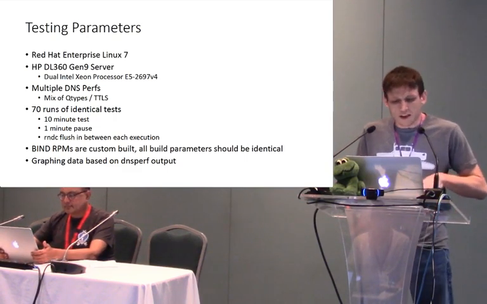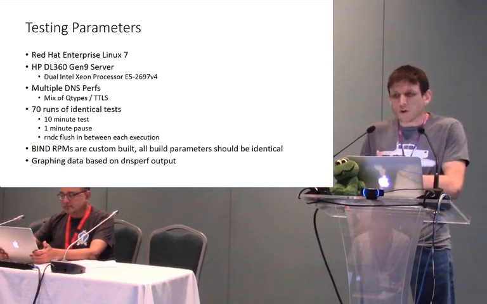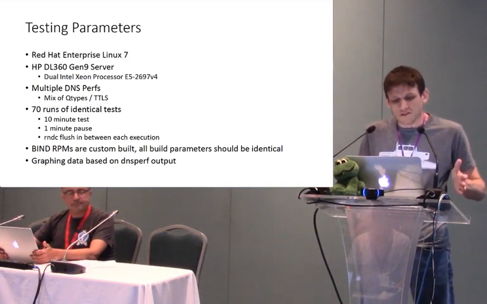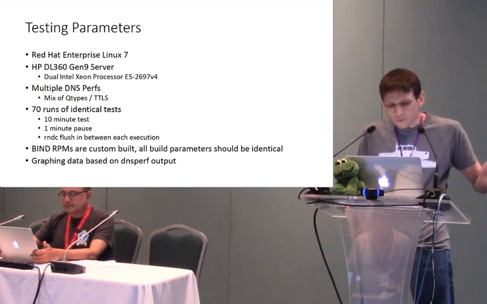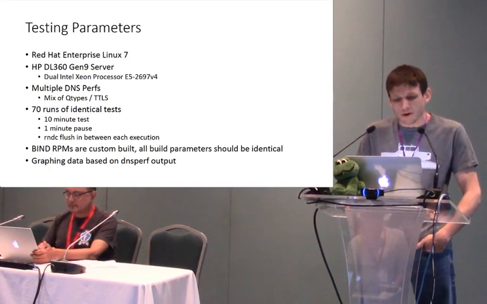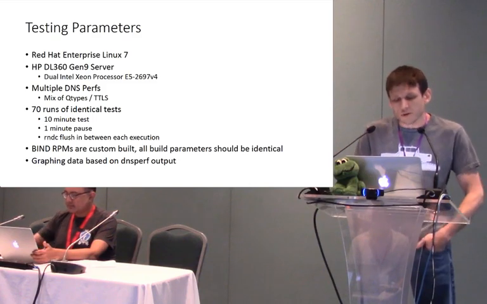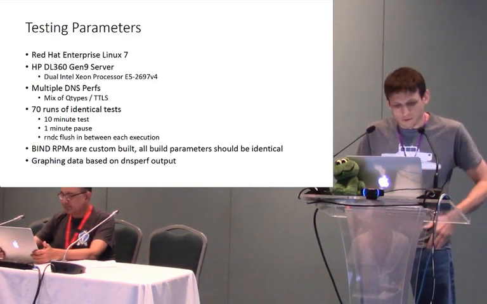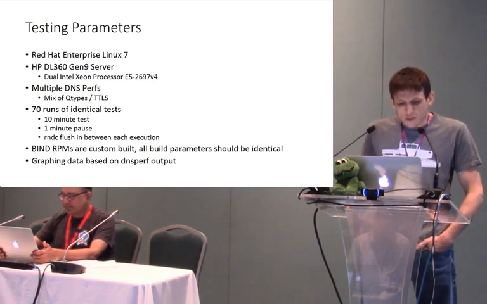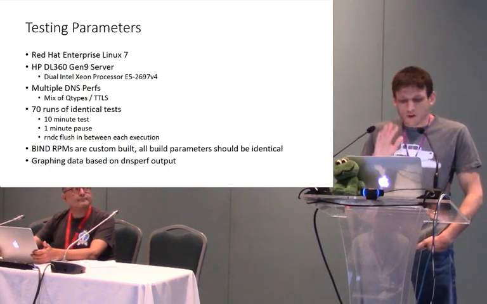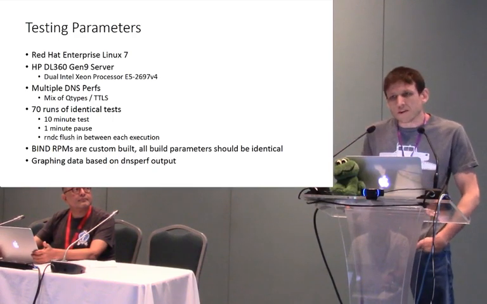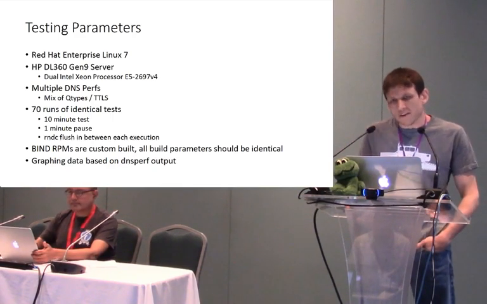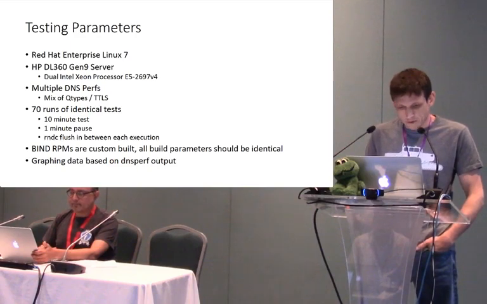This particular test set that I'll show is 70 runs of identical tests. They're 10-minute tests, a 1-minute pause, and we fully flush the cache in between. The 70 number is just arbitrary. It's a 13-hour run, which basically covered overnight while we were away from our desks. The BIND RPMs are all custom built. We basically have the same parameters for all of them, so they should be identical. And the graphing data is based on DNSPerf rather than on BIND stats, for whatever that's worth.